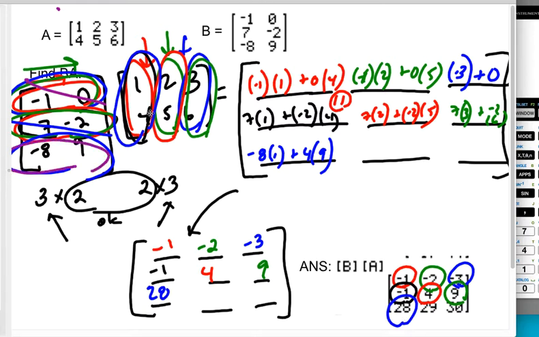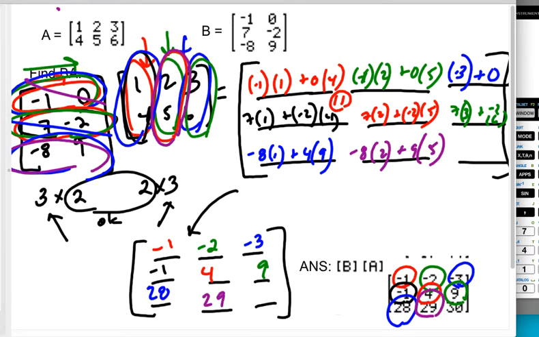I take row 3 by column 2. That's going to be -8 times the 2 plus a 9 times the 5. Well, that's a negative 16 and a positive 45. So that's a 29. And sure enough, there it is, right?